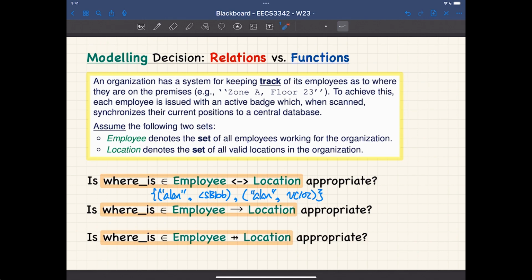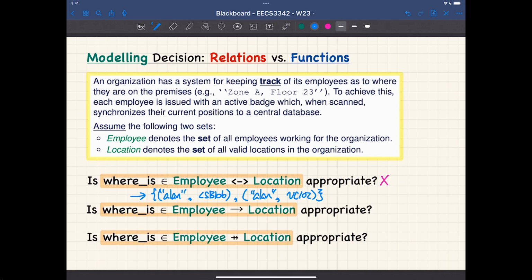It's a relation, legitimate. But does it really make real sense? No. How can Alan be in two different locations at the same time? Right? Cannot be a relation. So, not appropriate. And this is one example to show you. This is a valid relation, but it doesn't make real sense. You will see on the slide, I also explain that in words. And you kind of get an idea.